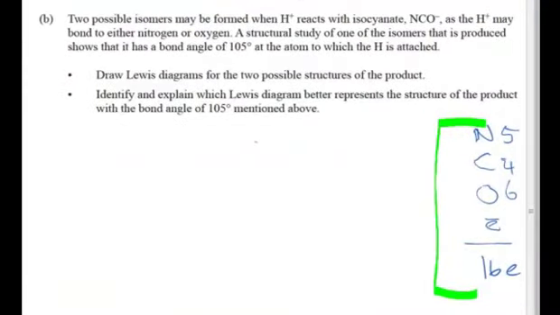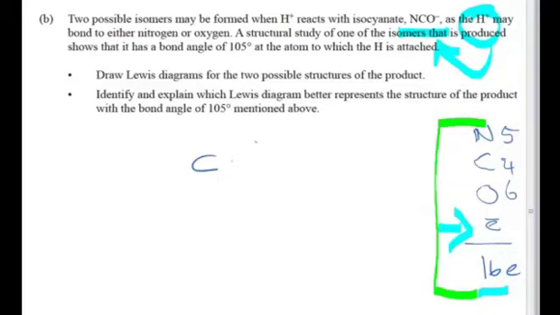Okay, now in this question we're being asked to work out some possible Lewis diagrams, two possible structures for the product, and we've got NCO minus, which is going to have an H plus come in and bond to it. So we really need to work out the Lewis diagram, or the Lewis dot diagram, for NCO minus to start with. Now obviously if we work out the total number of electrons, we get 16 electrons, including the electron for the negative charge. And you can go through a process of trying to work out what Lewis structures are possible.